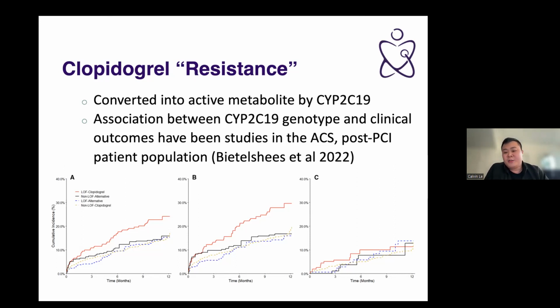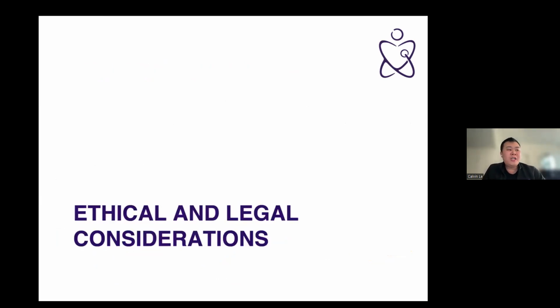This was published in 2022, and there's not yet a unifying recommendation from the ACC or AHA about routinely testing patients for clopidogrel metabolism after PCI. But a lot of clinical pharmacist consortiums actually recommend this, and it's currently being actively investigated. I'll finish out the talk by talking about some ethical and legal considerations with regards to genetic testing. But before I get there, I just want to leave some room for any other questions at this point.